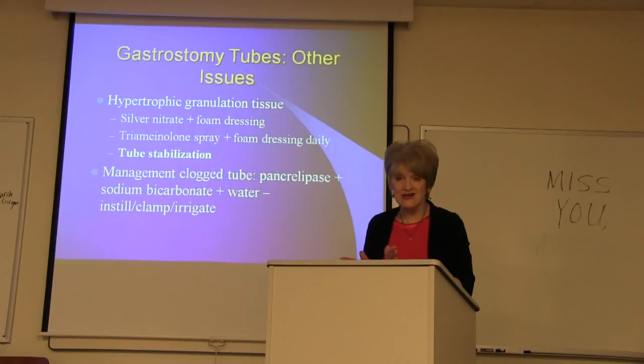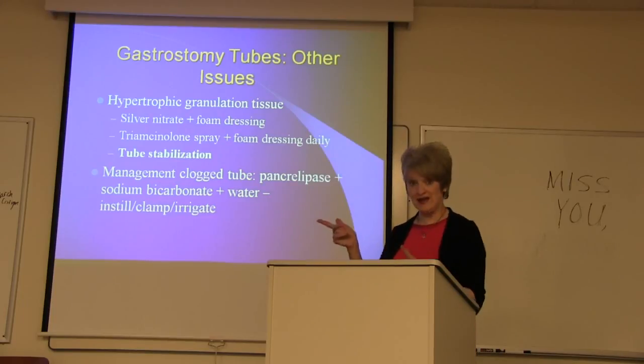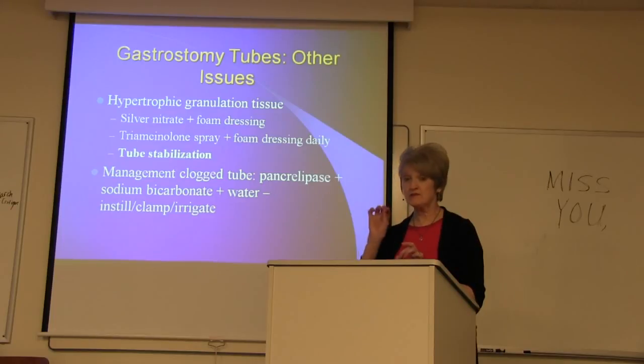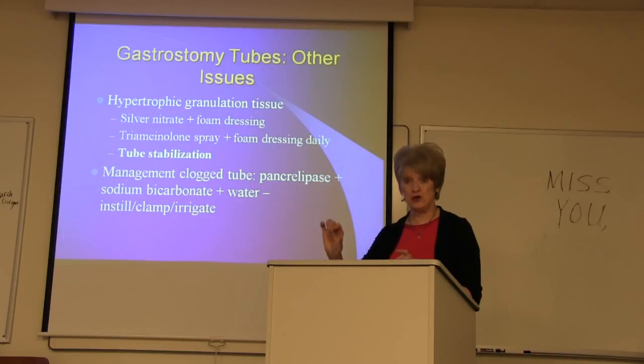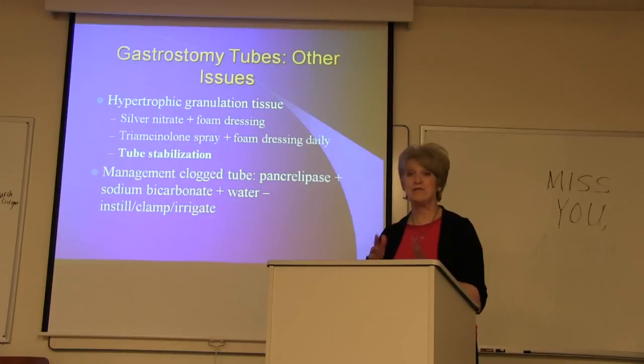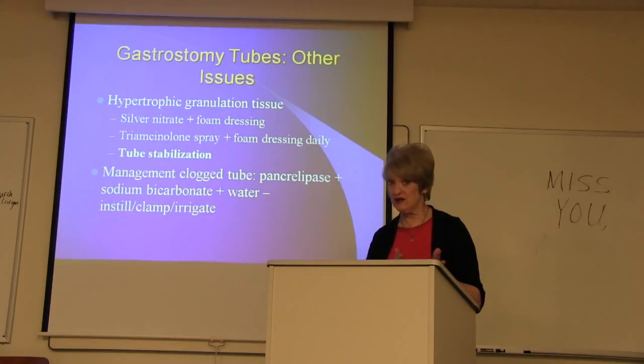We know what causes it: clotted formula in the tube is what causes the tube to obstruct. So the most effective approach is to use an enzymatic agent that will break down that protein clot. Add to it sodium bicarbonate to reverse that very acidic pH, because when you eliminate the acidity, then pepsin stops working and clot formation stops.